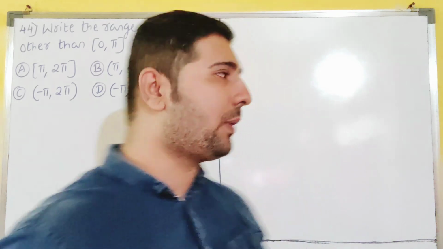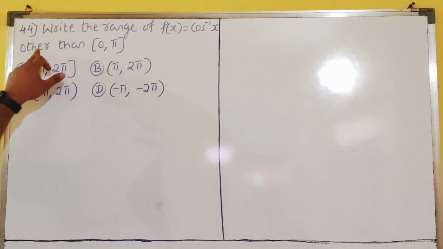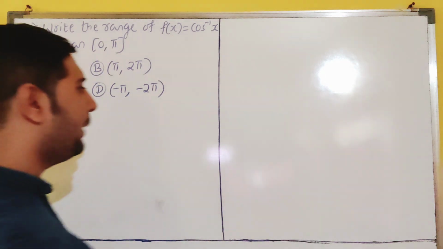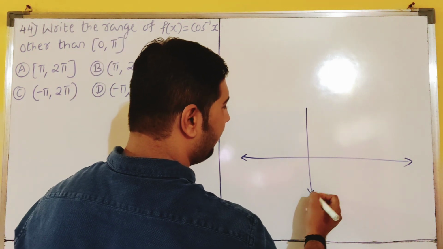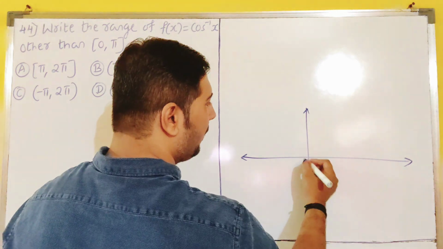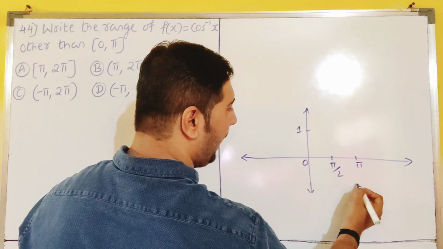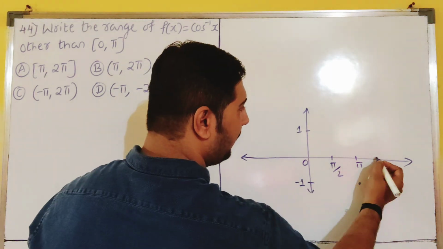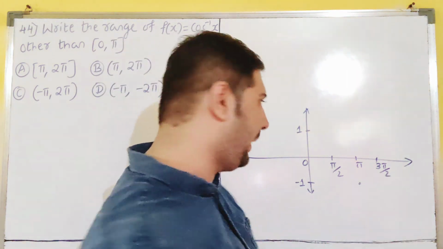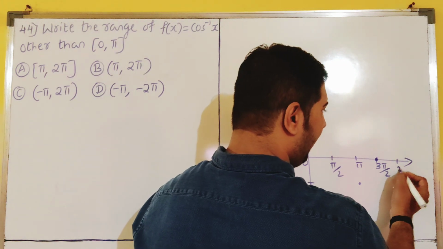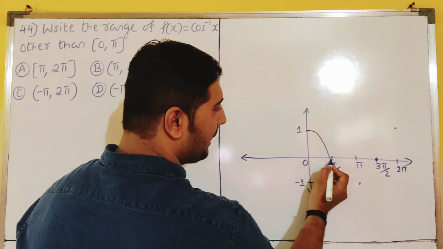Let us see the next question, dear students. Question number 44. Write the range of f of x equals cos inverse of cos x, other than 0 to pi. So again we will draw the graph of cos inverse of cos x, dear students. Now see how it is going. Cos 0 is 1. Cos 90 is 0. Cos pi is minus 1, so minus 1 will come here. Cos 3 pi by 2, that is 270, is 0 again. Cos 2 pi is 1, dear students. So once you understand, the diagram will move like this.